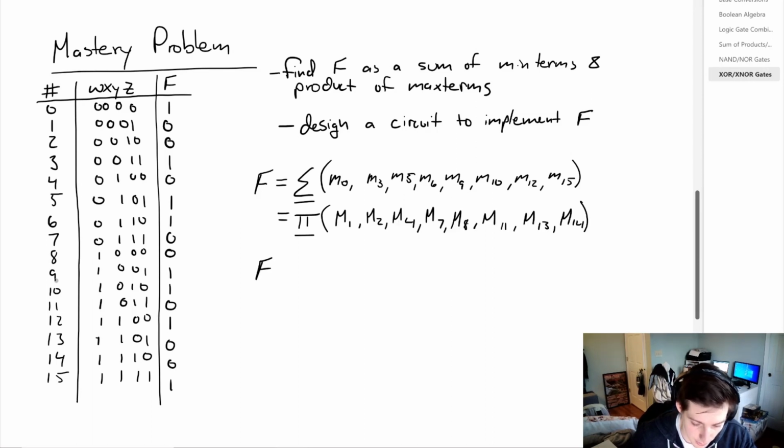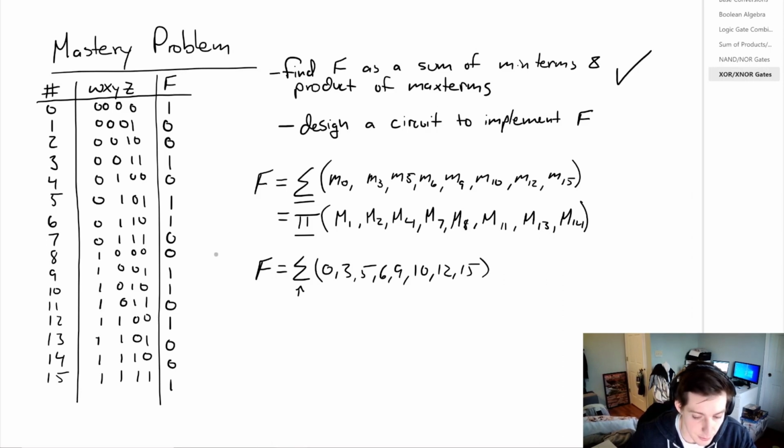So you could also express this as something like 0, 3, 5, 6, 9, 10, 12, and 15. And as long as you have this summation sign here, the message is clearly sent. And the question for part 2 is, how do we design a circuit to implement this? So we see again that we have 4 inputs and we have a lot of different sums for the minterms, which means we're probably going to have a pretty big circuit.